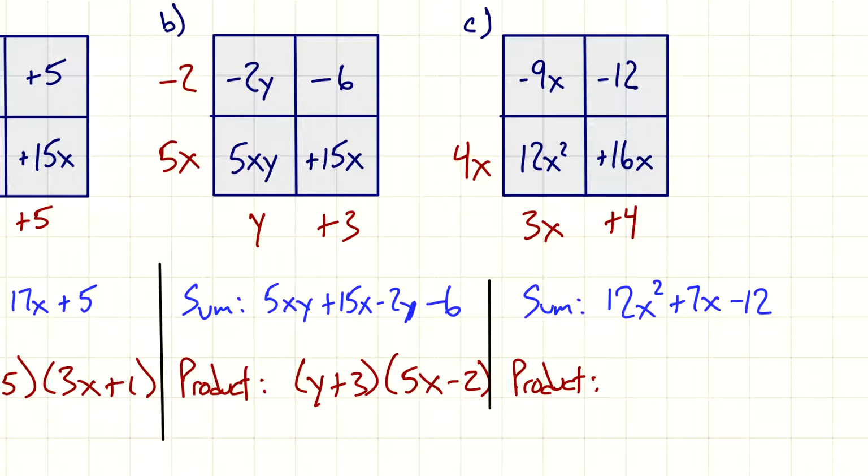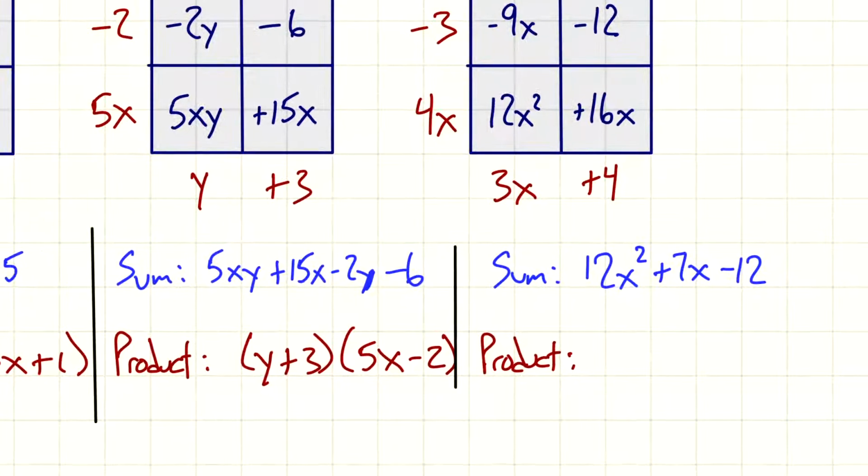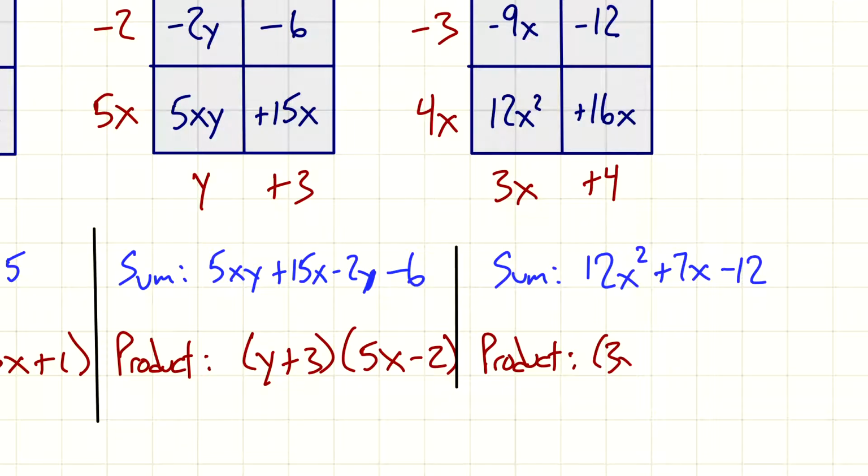And then the top one, we're going to have a negative 3. If you're not sure if that was supposed to be a positive 3 or negative 3, you could always test it out. What positive 4 times what will give me a negative 12? So definitely, if one's positive, the other one had to be negative. All right, so let's write that out. So this is going to be 3x plus 4 times 4x minus 3.